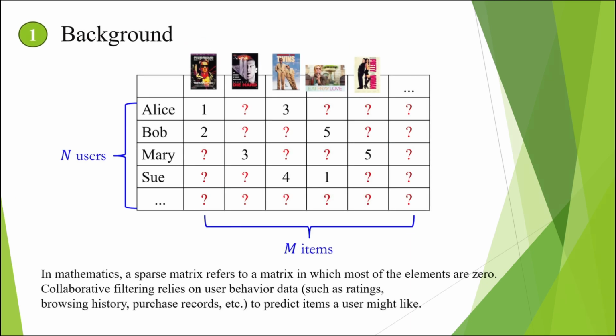Here we have a rating matrix for movies. Only a few are rated while others are empty. So how can we predict these unknown items?